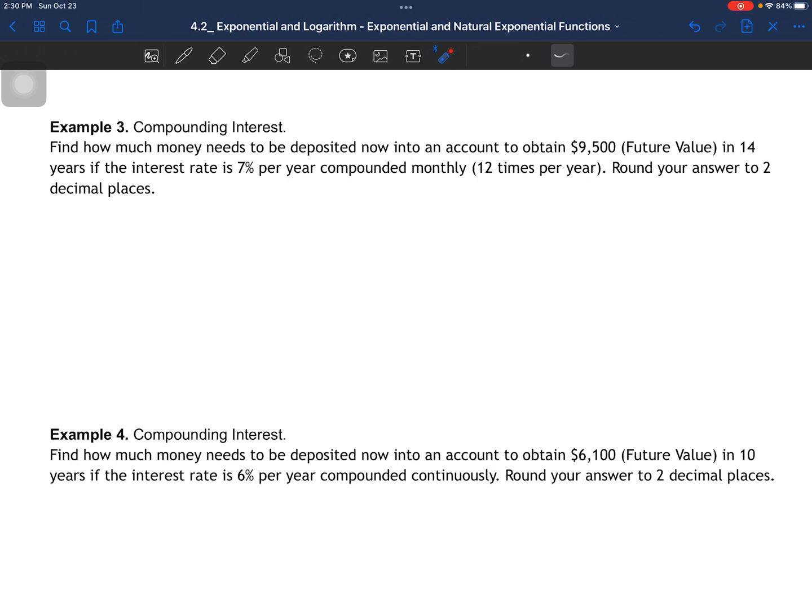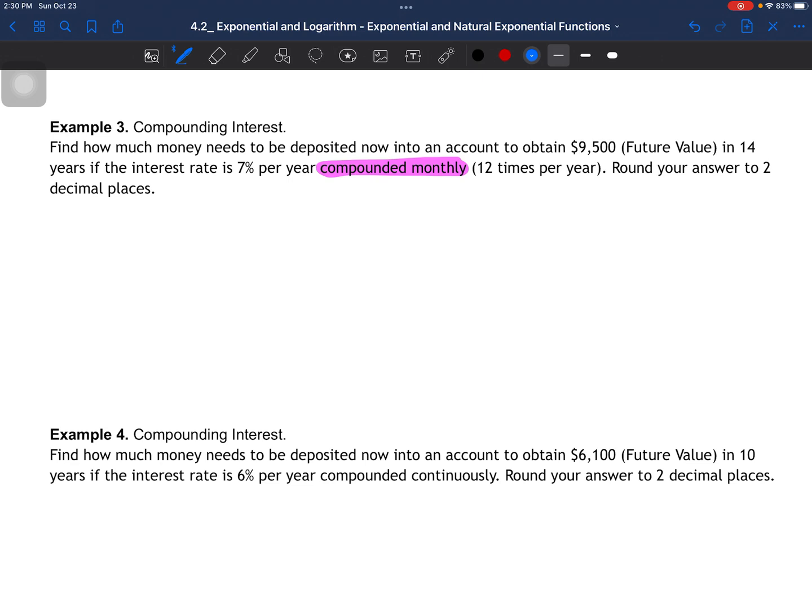All right, welcome back. So example 3, we're going to continue working with compounding interest problems. We're given a problem where we need to find how much money needs to be deposited now into an account to obtain a 9,500 future value in 14 years, if the interest rate is 7% per year, compounding monthly, that means 12 times per year. Round your answer to two decimal places.